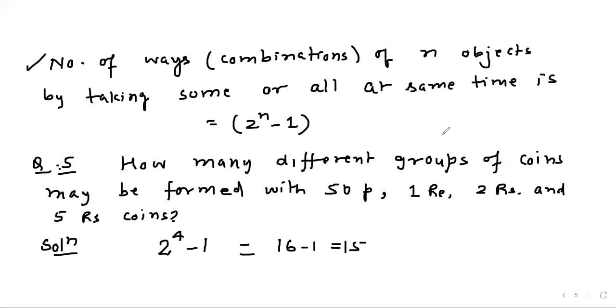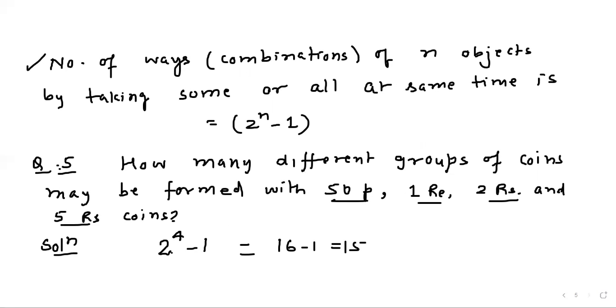Rule says if there are n objects and we are taking some or all at the same time. So here 50 paise, 1 rupee, 2 rupees, and 5 rupees. Four types of coins are there. So number of ways or number of combinations will be 2 power n minus 1, that is 2 power 4 minus 1, which gives 15.